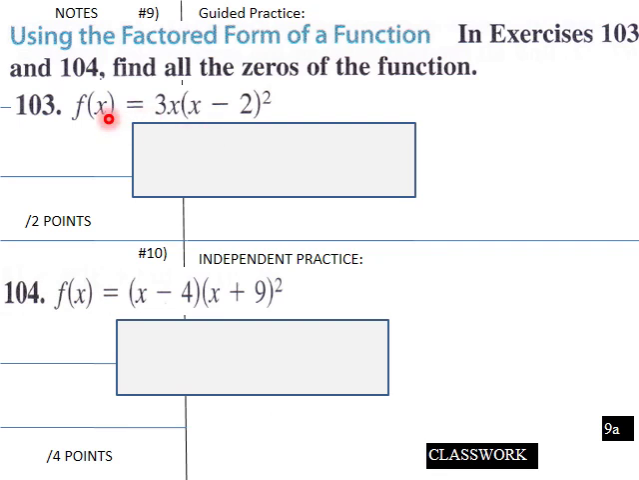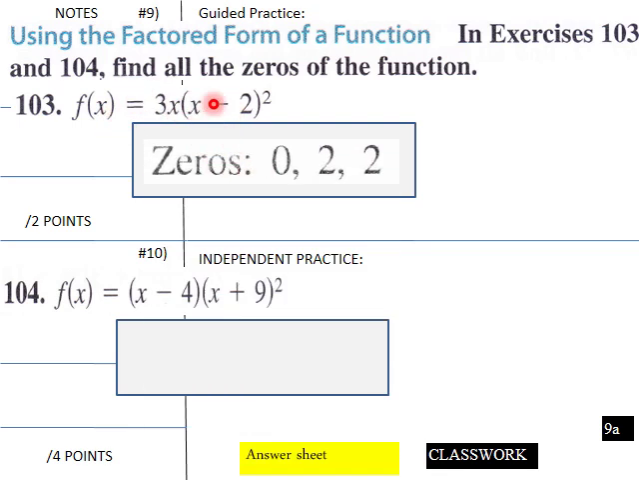So, up here, let's do this one first. The zeros would be 0, and then 2 and 2. This is a square, so you'd have basically a curve that would be tangent at positive 2. You know that just by looking at that. And then down here, you have 4, and then negative 9 here. Again, this will be tangent at negative 9.